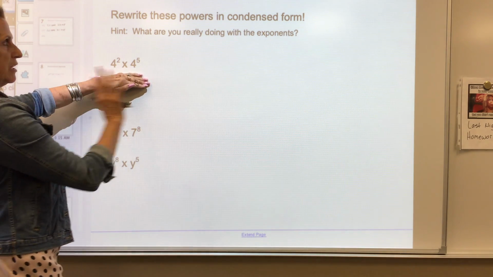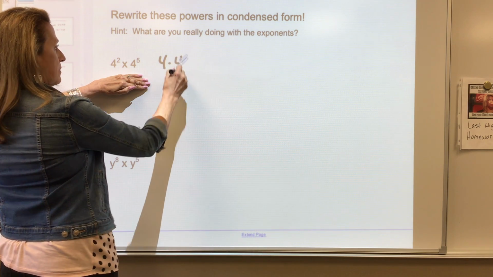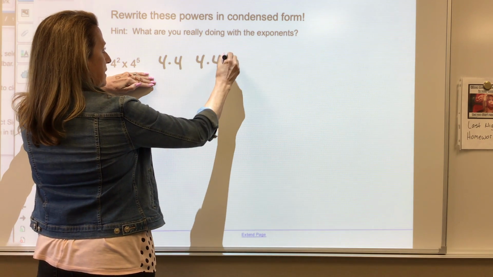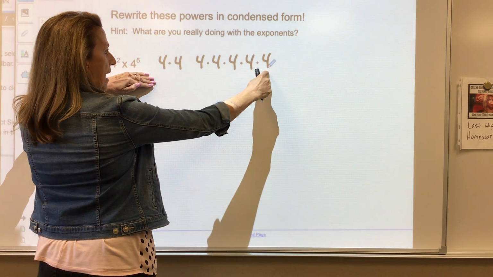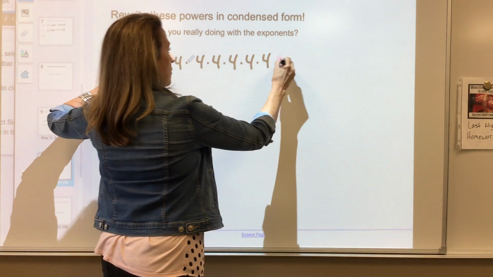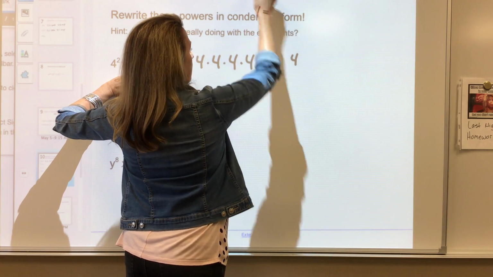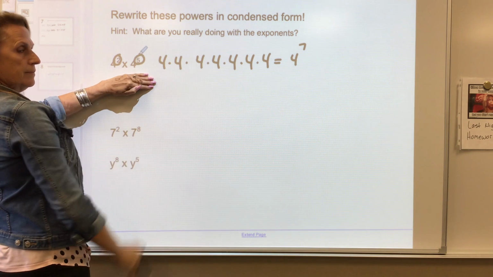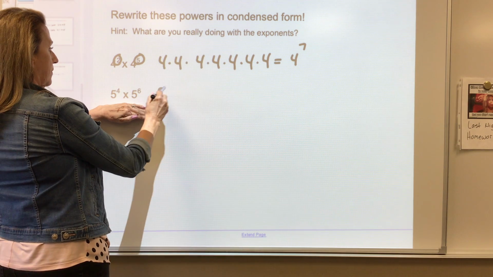So let's look at this, and I'm just going to break it down. 4 to the 2nd means I have 4 times 4. 4 to the 5th means I have 5 4's. How many do I really have? Well, I have 1, 2, 3, 4, 5, 6, 7. I really have 4 to the 7th. Oops, sorry. I have 4 to the 7th. And that's 2 plus 5.